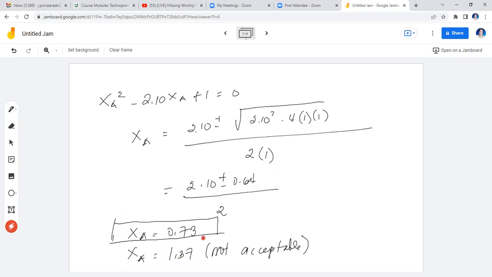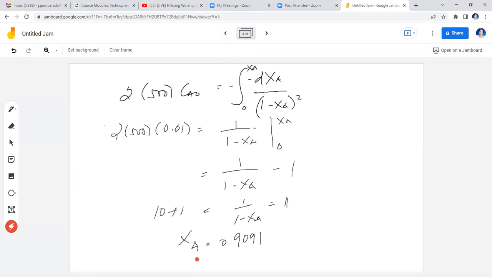The degree of conversion for a mixed flow reactor the same in size as the plug flow is 0.73, or that's 73%. So you can see in here from this particular sample problem that your plug flow reactor is more efficient than your mixed flow reactor. It's more efficient because the degree of conversion for the mixed flow here is just 73%, whereas for the letter A that we have determined for the plug flow of the same size as the mixed flow, you have 90.91%.